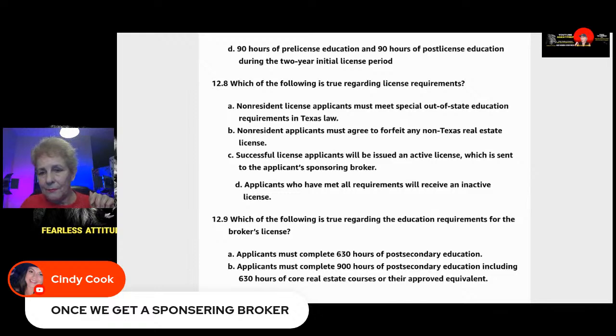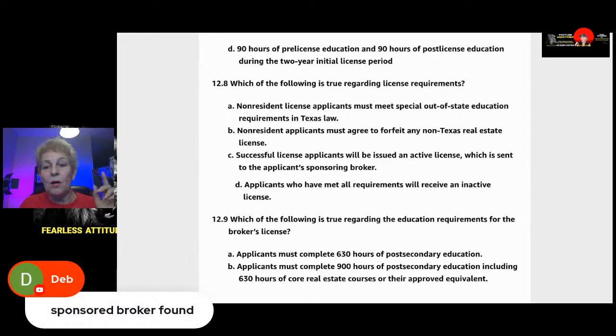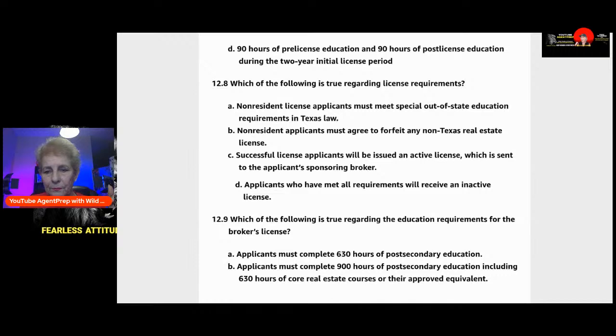Yes. So when we have a sponsoring broker, and they accept us, and with the application there's an agreement between the two, then we can transfer the license. And now it's a lot easier to do. So we find a broker, a sponsor, and we come to an agreement.